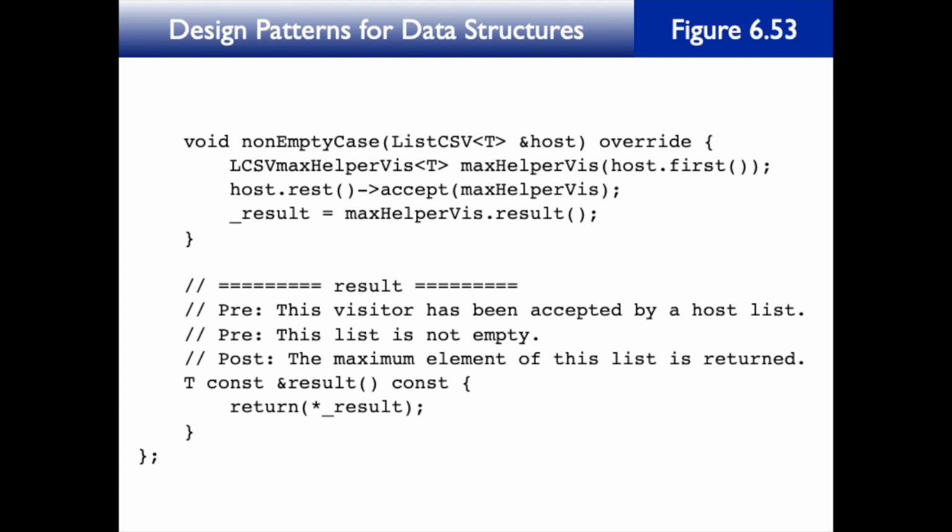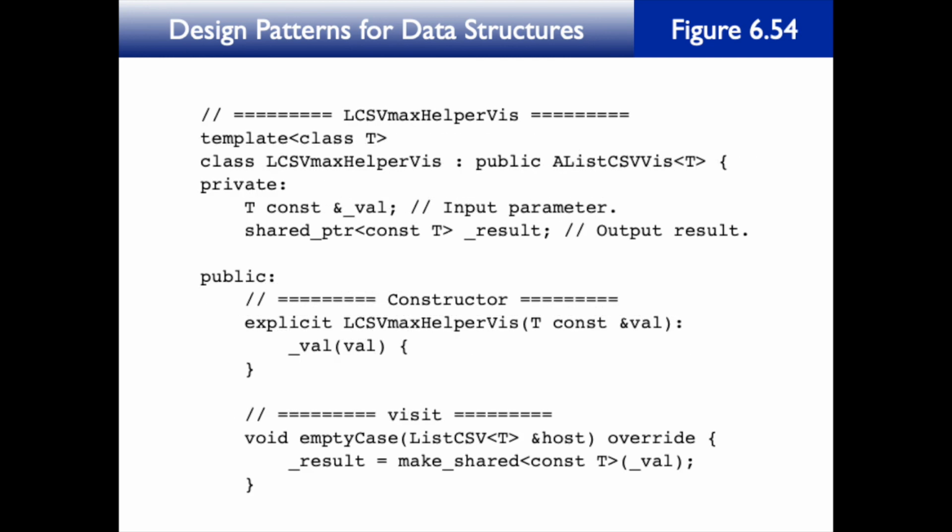And then when the main program wants that result, or when the convenience function wants that result, what it does is it calls the result function, and result just returns star result. So because result was a pointer, we return what it points to. And now, what about the max helper visitor?